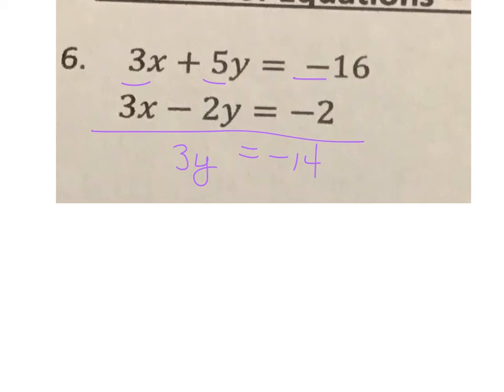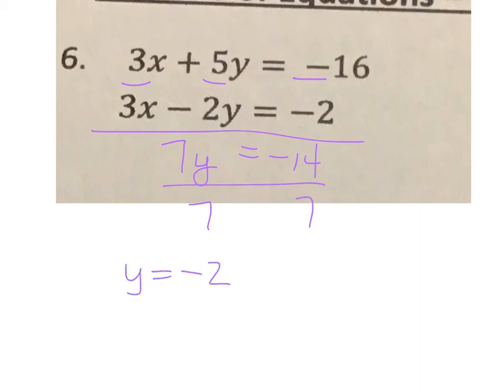Oh, hold on a second. You probably already caught me. I just realized I made a mistake. So the mistake I made was 5y minus negative 2y is not 3y. That's 7y. How about that? Okay, so I'm going to solve for y, and I get y is negative 2.